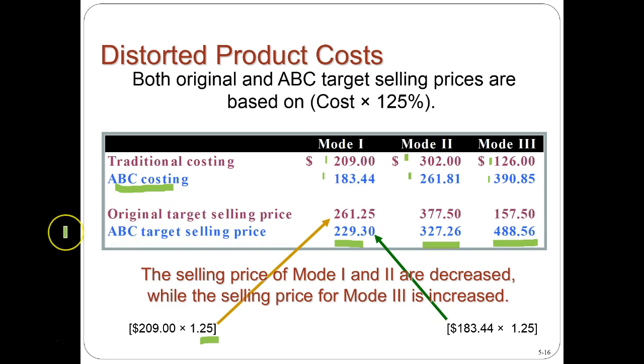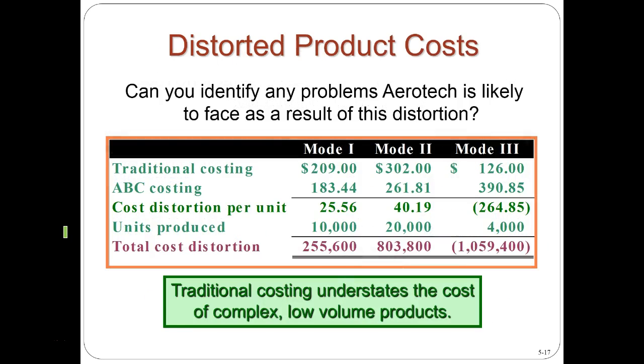And then the question is, we could think about why this would be. So we're going to call it distortion. We're going to call this product distortion. Can you identify any problems a company is likely to face as a result of this distortion? Obviously the problem is that if we were in a marketplace and in competition, and we're putting our sales price a lot higher than Model 1 would be costing at, then we might be completely mispricing our products and not making relevant decisions.